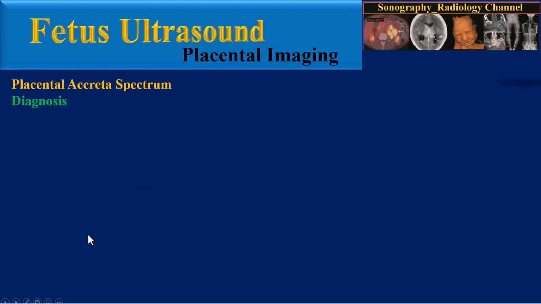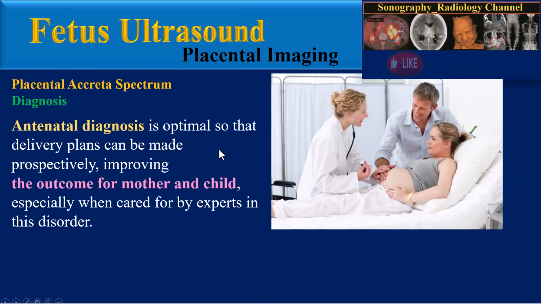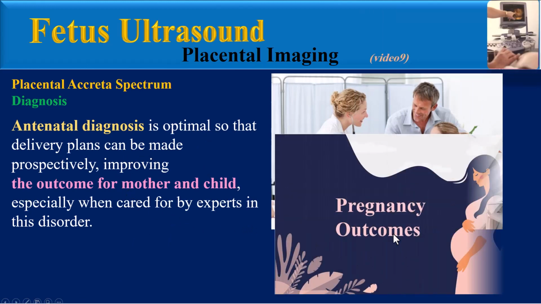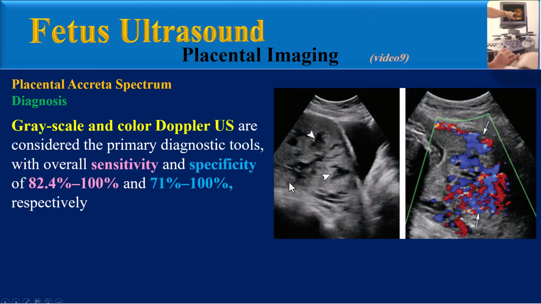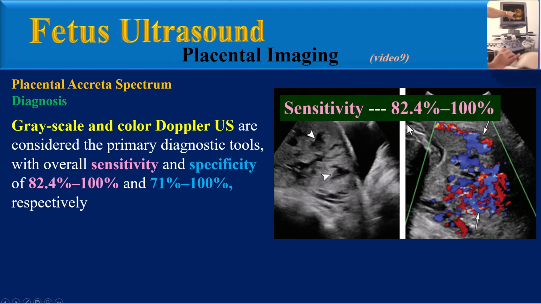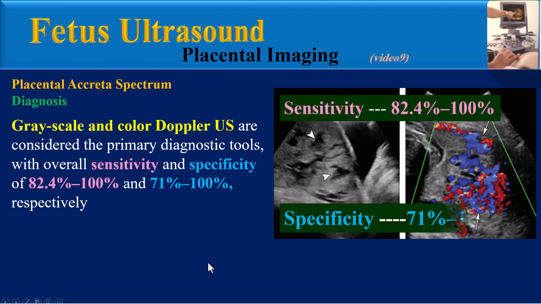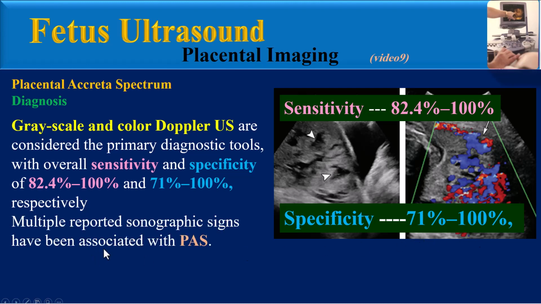Ultrasound diagnosis. Antenatal diagnosis is optimal so that delivery plans can be made prospectively, improving the outcome for mother and child, especially when cared for by experts in this disorder. Grayscale and color Doppler ultrasound are considered the primary diagnostic tools, with overall sensitivity about 82 to 100% and specificity about 71 to 100%. Multiple reported sonographic signs have been associated with placenta accreta spectrum.